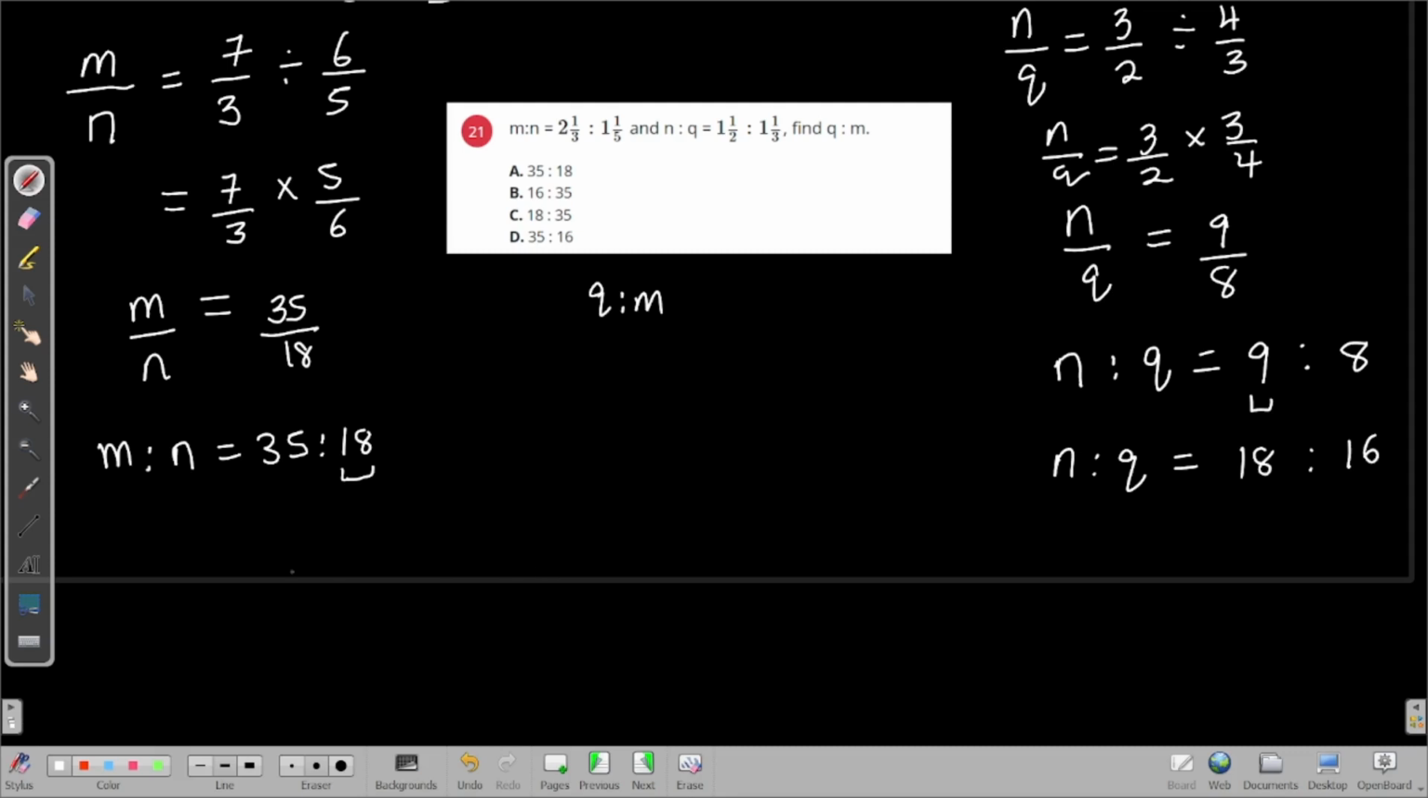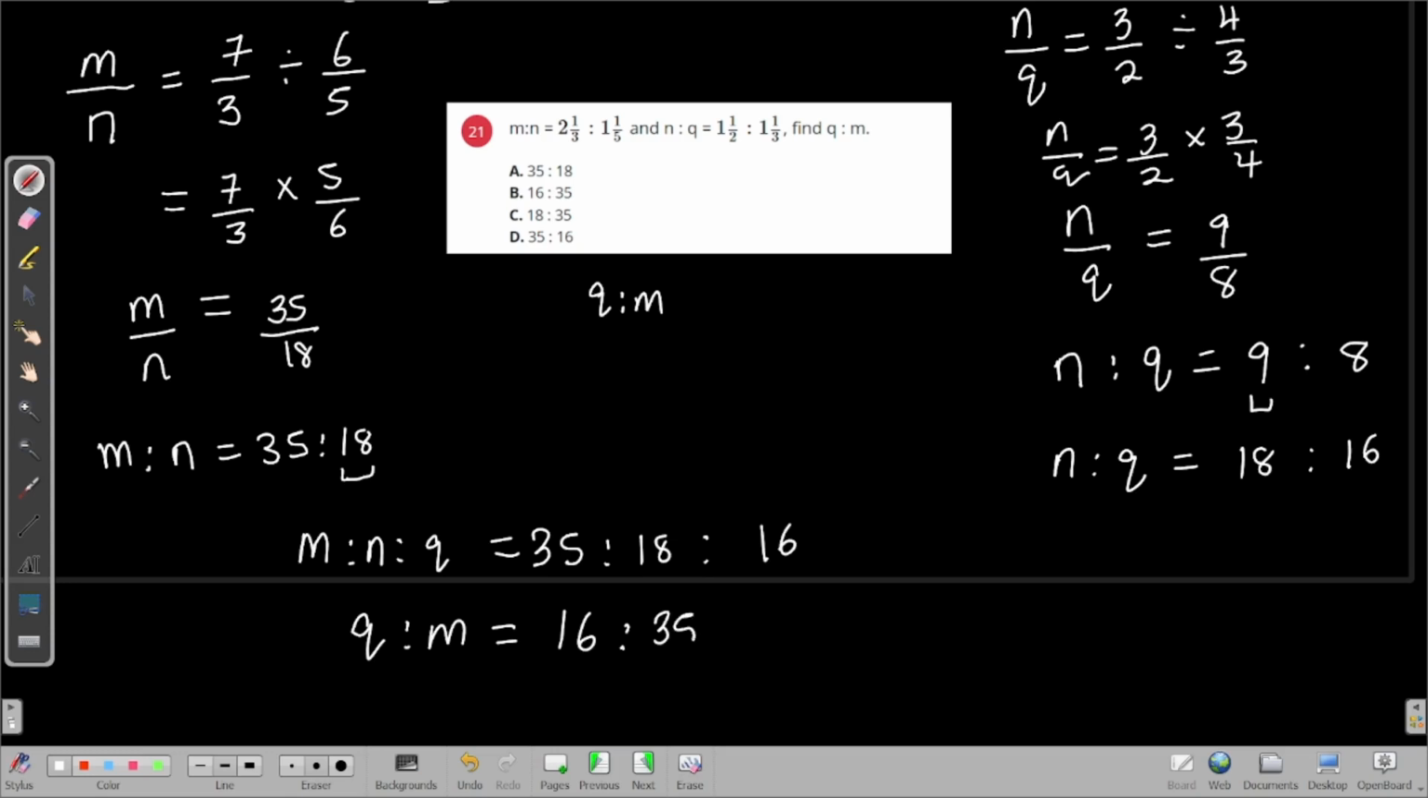So it means that you can combine everything together. You can even write m ratio n ratio q. That will be what? m is 35. Okay, on both sides n is 18, so you can write them as 1, q is 16. And you can do q ratio m. That's 16 ratio 35, which is the answer we're looking for.